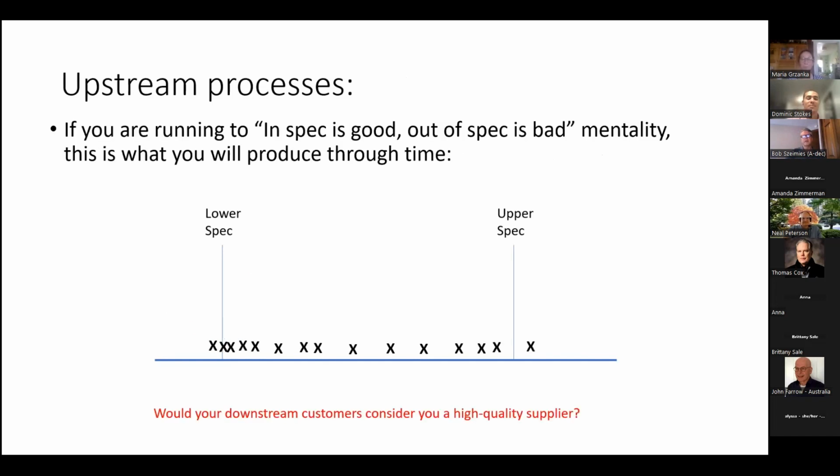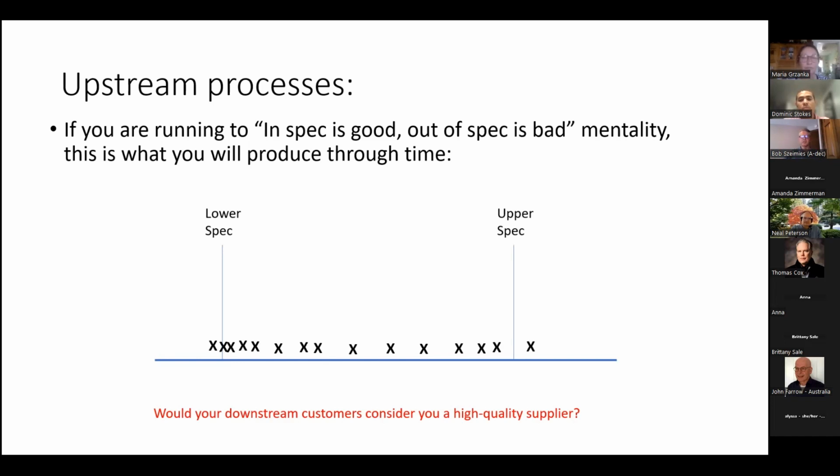So if your mentality is that in spec is good and out of spec is bad, this is what you'll actually produce through time because you're allowing people to run them. On swing shift, we like to run a little higher. On day shift, we like to run a little lower. Over here, this guy likes to run that. So you can put all kinds of distributions you want in there. I just put X's for now. What you get is parts throughout the spec, and they'll spill out both sides as much as we don't want to admit it. They do.